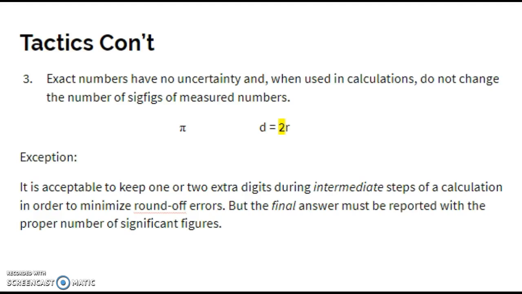Also, exact numbers have no uncertainty, so they do not change the number of sig figs. For example, pi is exactly known, and so it does not affect the number of sig figs. And if you're dealing with formulas, any numbers presented in formulas are also exact and do not affect the number of sig figs. The general exception to these rules is when you're doing intermediate steps in calculations. In order to minimize round-off error, you want your final answer to have the proper number of sig figs. So a general rule of thumb is to keep 1 significant figure extra during your calculations, and then at the end, round to the proper number of sig figs.